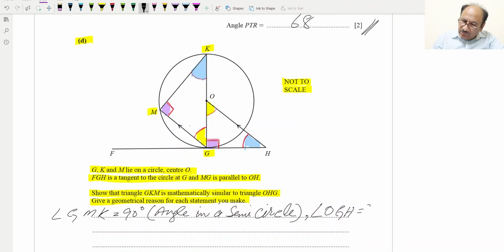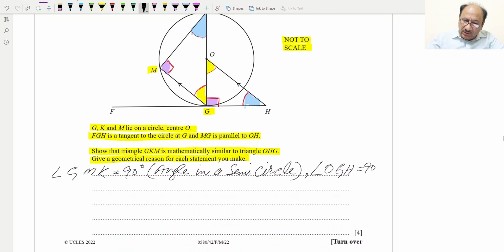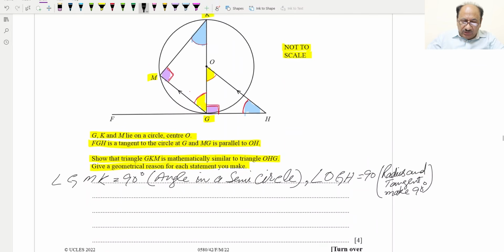Angle OGH is equal to 90 degrees, and the reason for this we can write: radius and tangent make 90 degrees. So this reason is sufficient for this statement. So two angles we equalized.